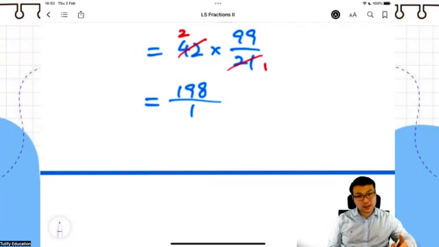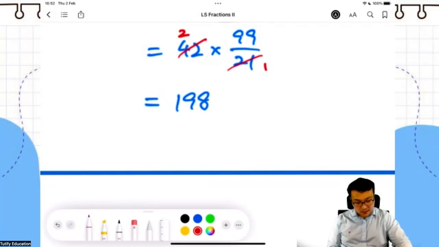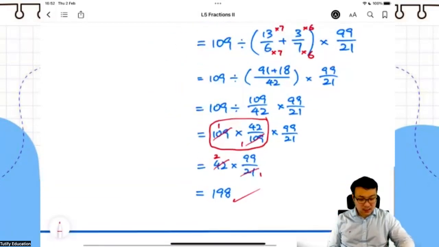Do I need to write the 1? No. Well done, Yuzia. Good job. So students, you don't need to write the 1. Just give your answer 198 and we are done.